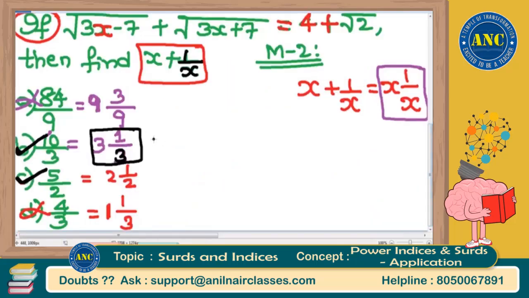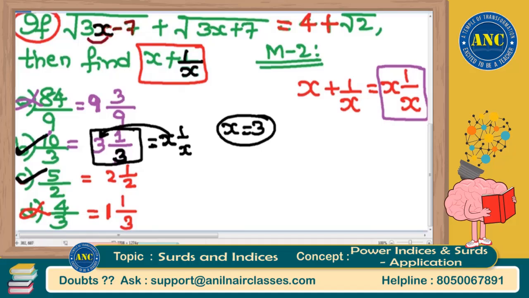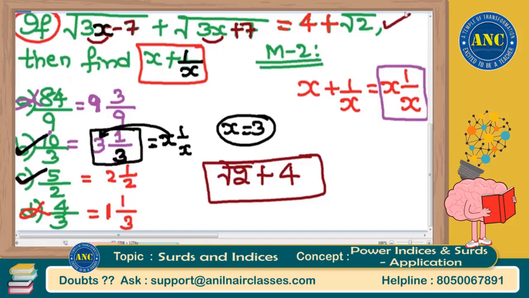Now see here, x1 by x should be the answer. Suppose I assume 3 1 by 3, I will substitute x as 3. Because there are two options which are satisfying, if I assume x value as 3, substitute and check it. What is the difficulty here? X value 3 means 3 into 3 is 9. 9 minus 7 is root 2. Root 2 is the first term. Second term is 3 into 3 is 9. 9 plus 7 is root 16. Root 16 is 4. I got my right hand side. So therefore my second option only should be correct, not the third option.